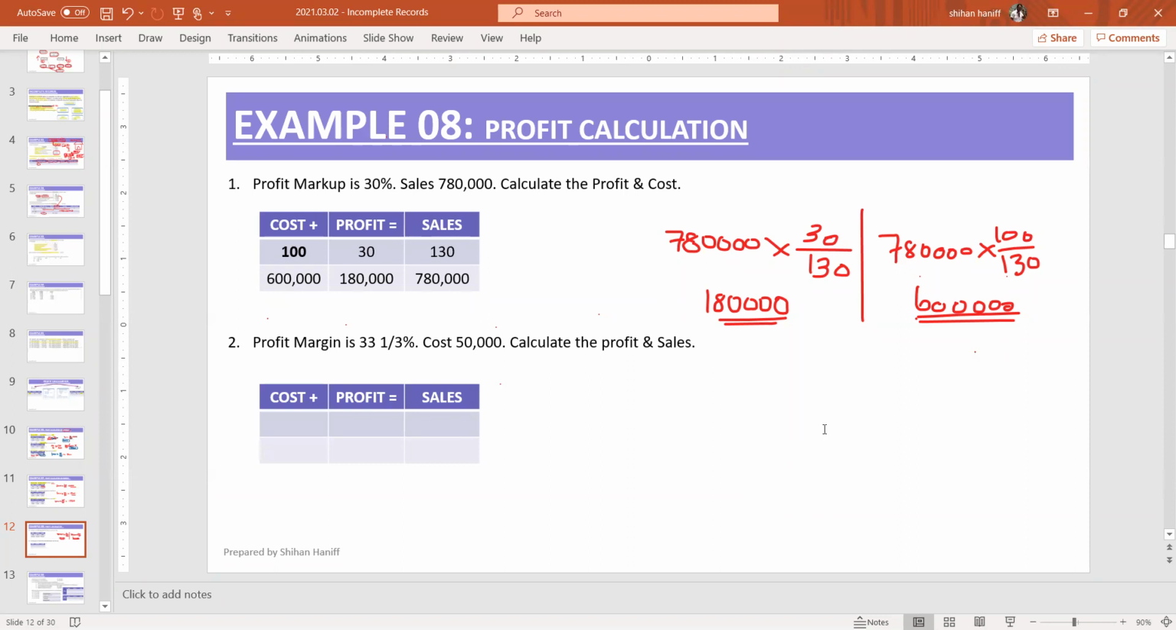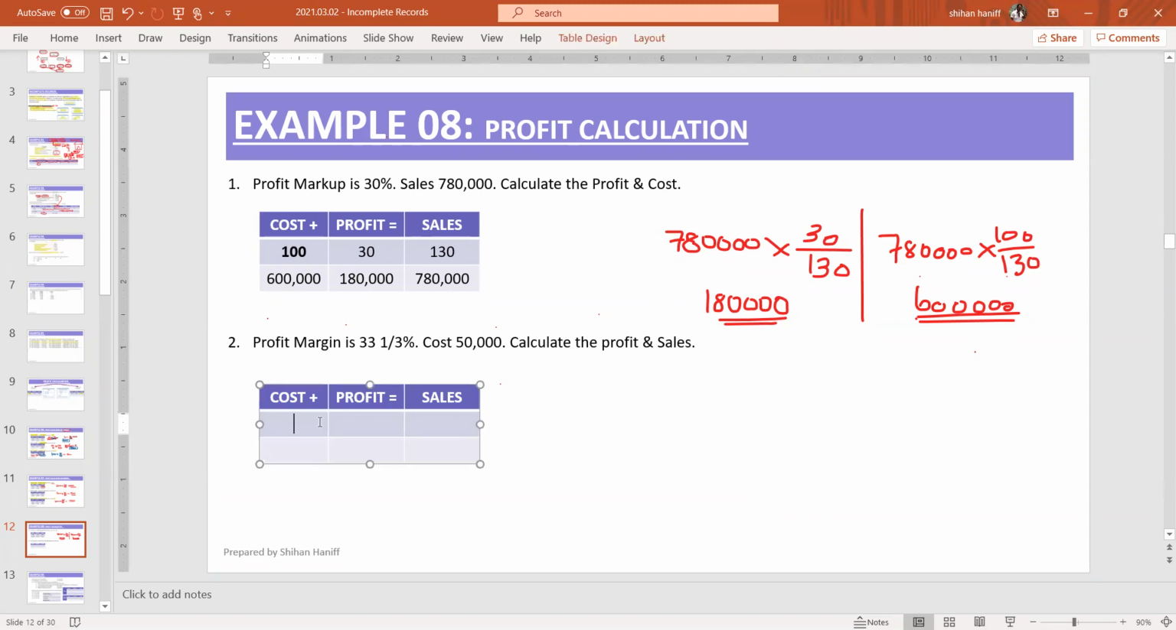Right. So here, profit margin. Margin means on sales. If sales is 100, profit is 33 1/3, cost is 66 2/3. On sales.